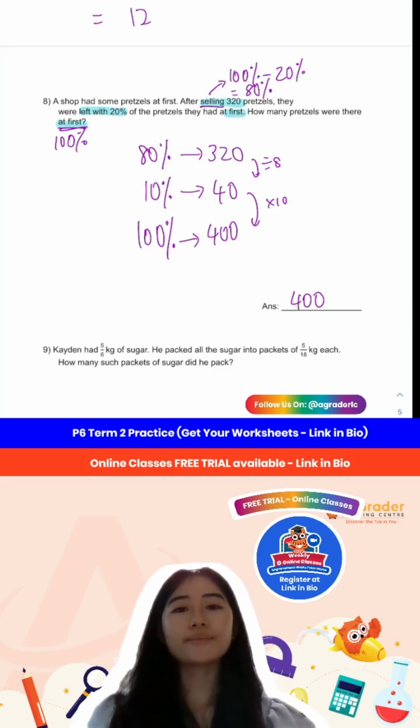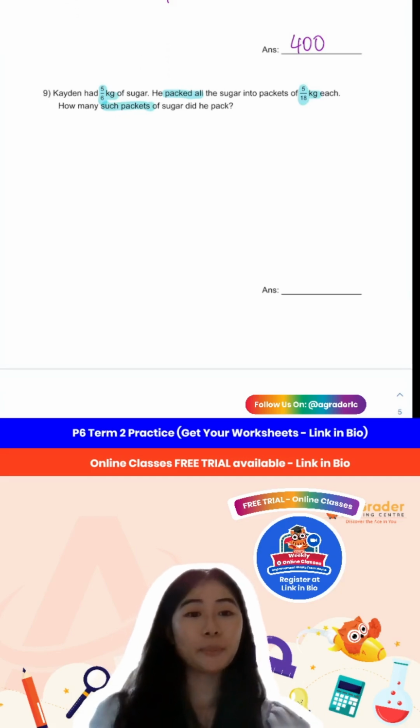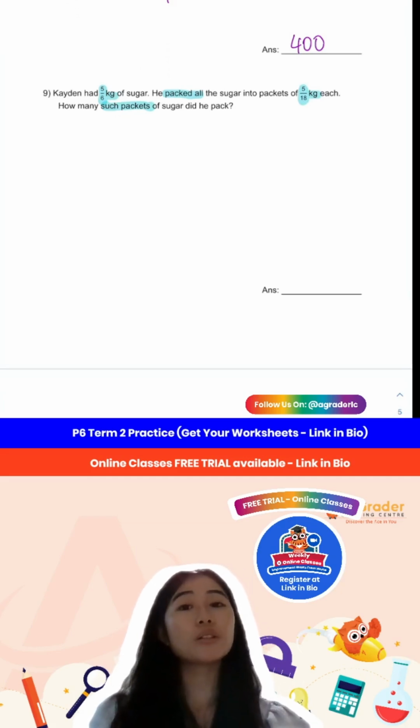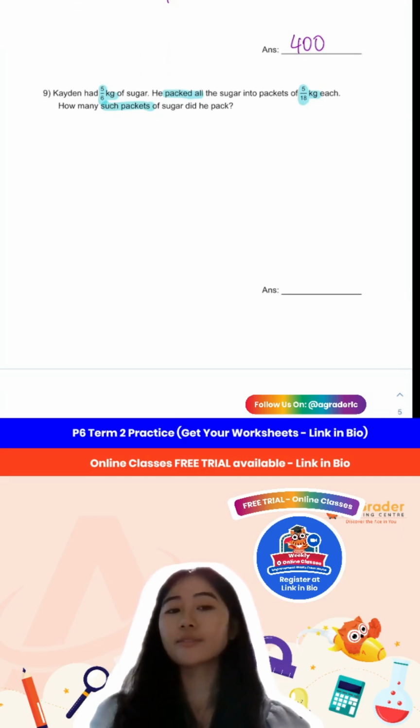Alright, next one. So Caden had 5 over 6 kg of sugar. He packed all the sugar into packets of 5 over 18 kg each. How many such packets of sugar did he get? Let me know your answers in the chat box. This one can do in one step, right?